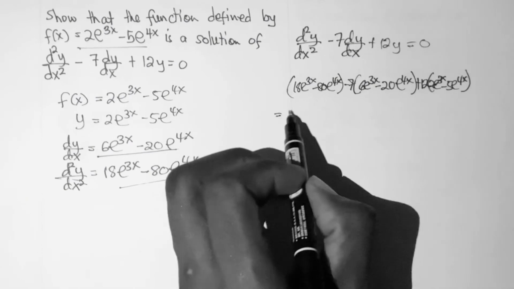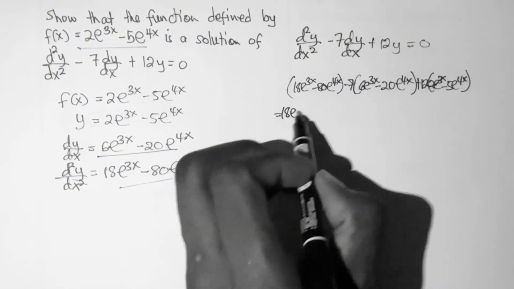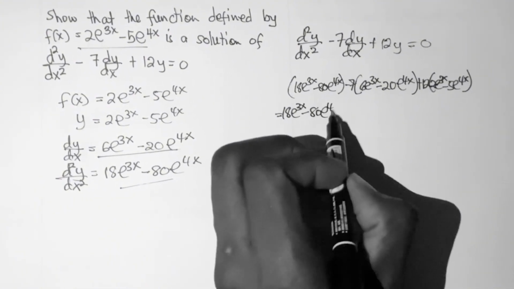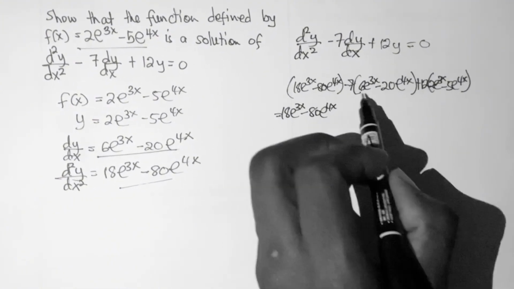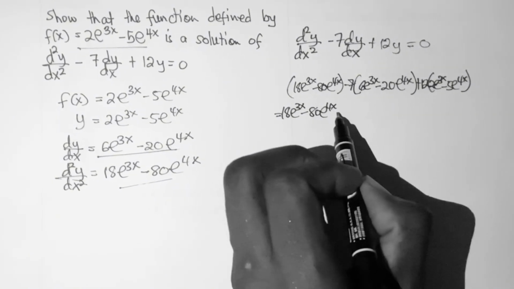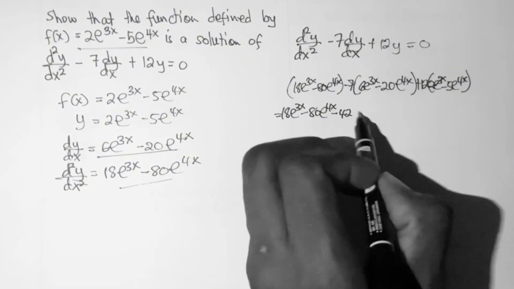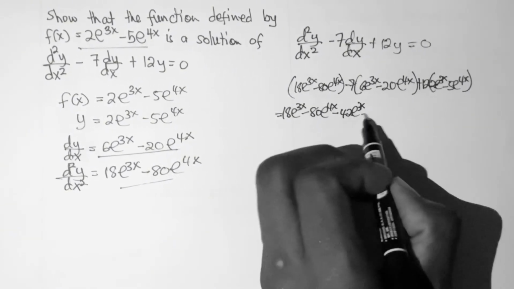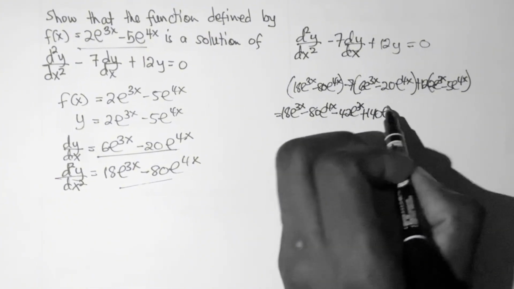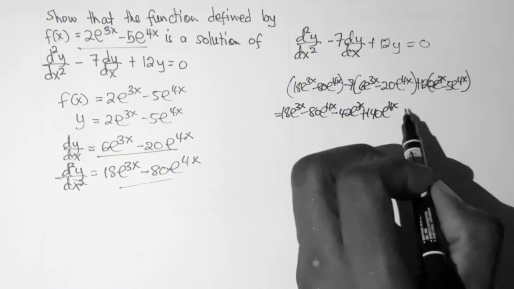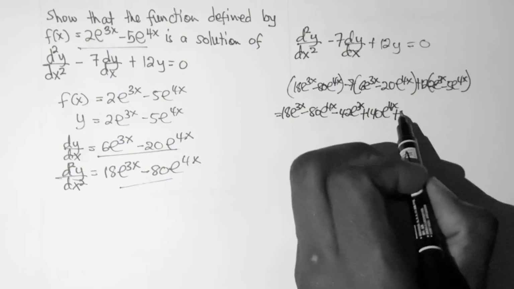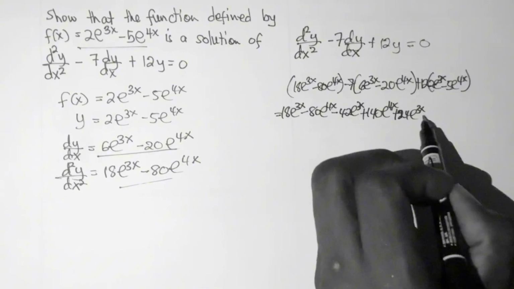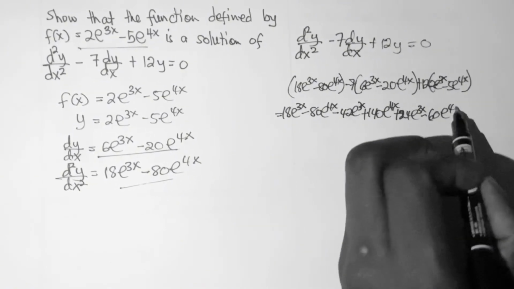So this is equal to 18e^(3x) minus 80e^(4x). Now minus 7 times 6 is minus 42, so here becomes minus 42e^(3x). Then minus 7 times minus 20 is plus 140e^(4x). Then 12 times 2 is 24, so here becomes plus 24e^(3x). Then 12 times minus 5 is minus 60e^(4x).